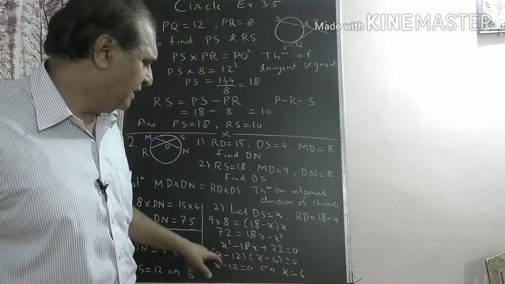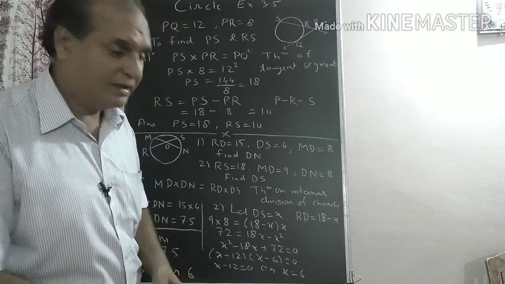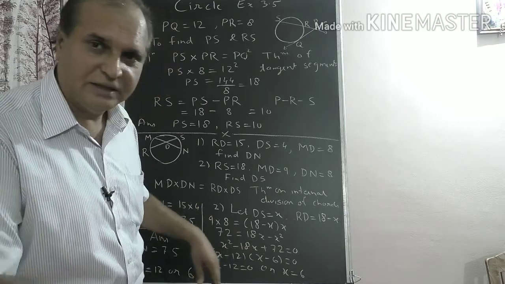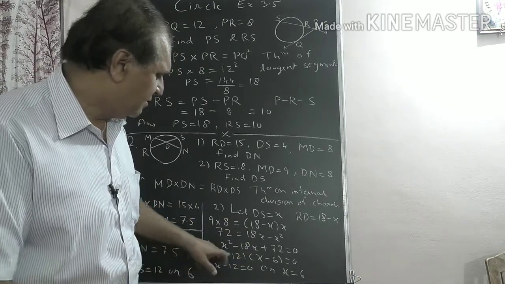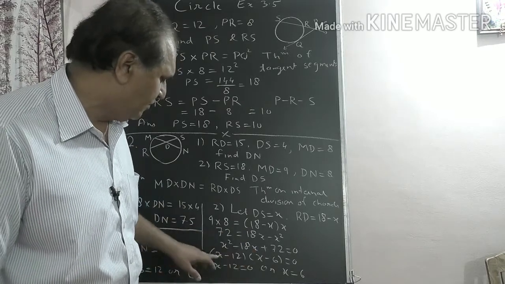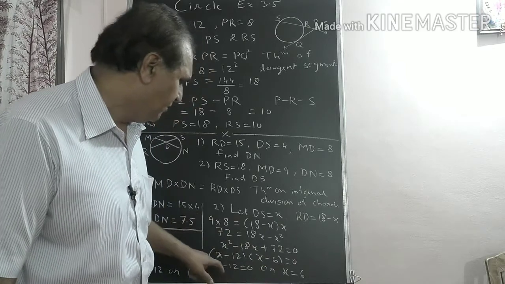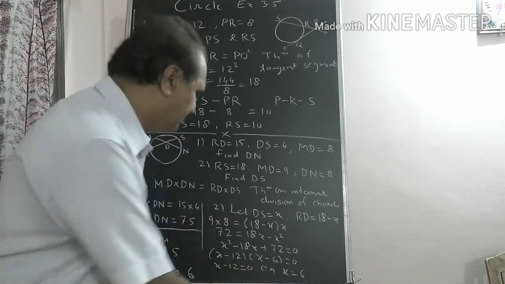So I am directly writing the answer: x minus 12, x minus 6 equal to 0. But you have to show working. Factorize: x square minus 12x minus 6x plus 72, x in bracket x minus 12, minus 6 in bracket x minus 12, so x minus 12, x minus 6 equal to 0. So x minus 12 equal to 0 or x minus 6 equal to 0. X equal to 12 or x equal to 6. You can write down.